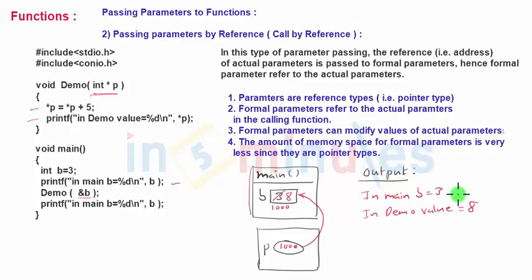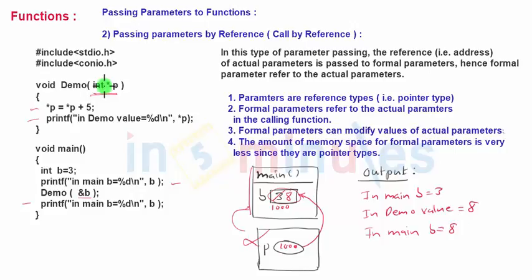After printing that message, function will terminate and will come back to main. So the next statement in main is it prints value of b. Like you can see, the value of b was 3 but was modified by the variable p, and the output will be in main b equal to 8. So you can see all those 4 points over there.